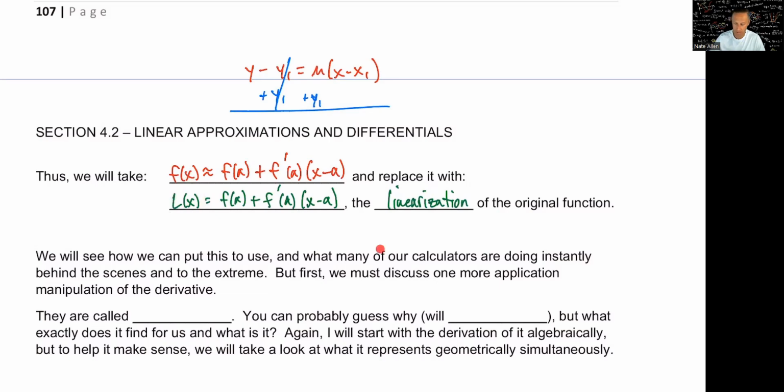Oftentimes, this is actually what our calculators are doing to approximate things, but they can do it very quickly. We are going to at least see how it's all done and then lean on our calculators whenever we have to do things like this in the future. But before we do, we're also going to talk about one more application, manipulation of our derivative, and they are called differentials. And as you can see there, you can probably guess why they're called differentials, because we will be doing differentiation in order to take the derivative, and we will then look at these intricate parts named aptly differentials.